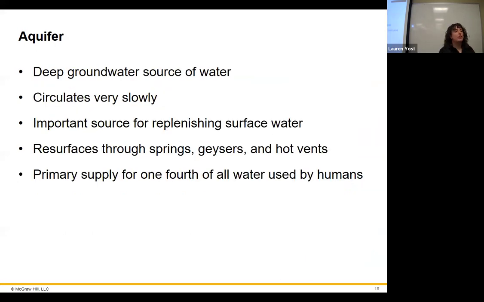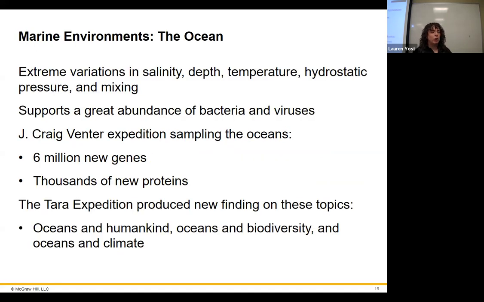Most of our water is going to be coming from an aquifer. These are going to be surfacing through springs, geysers, hot vents. We all know that a lot of water comes from springs because you can go buy it at the store and it says springs, Ozark Springs or something like that. So aquifers are where the spring water comes from. Okay.